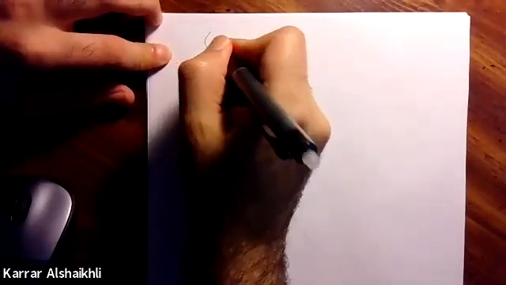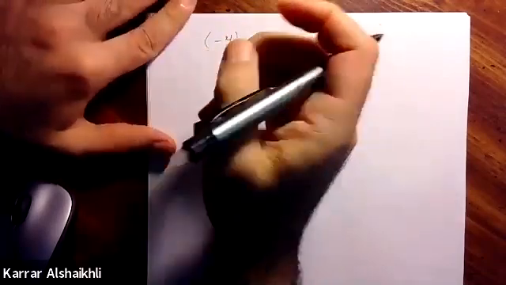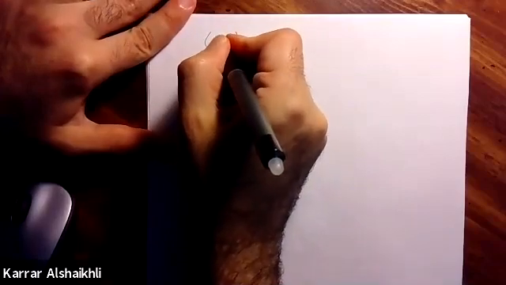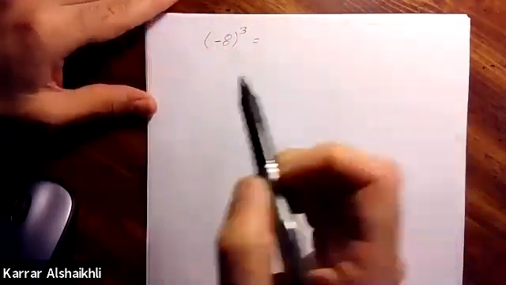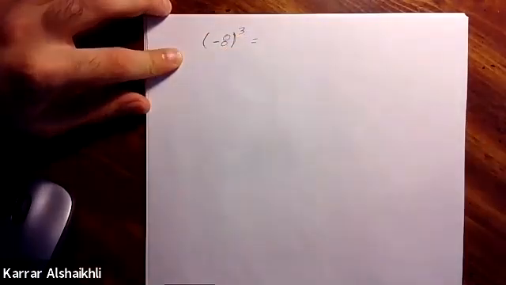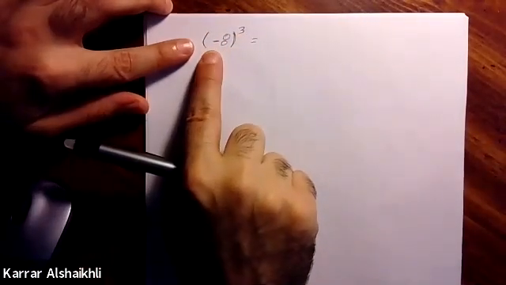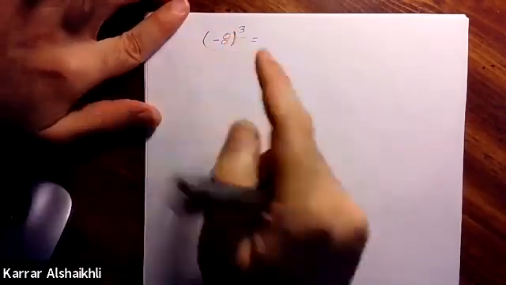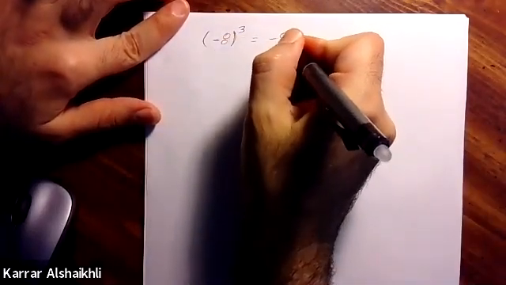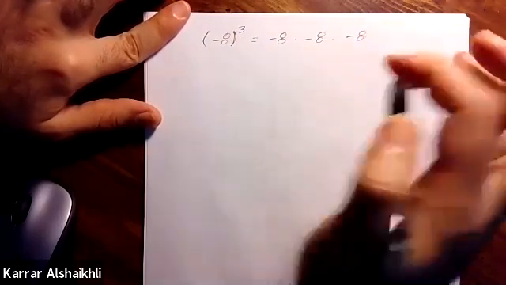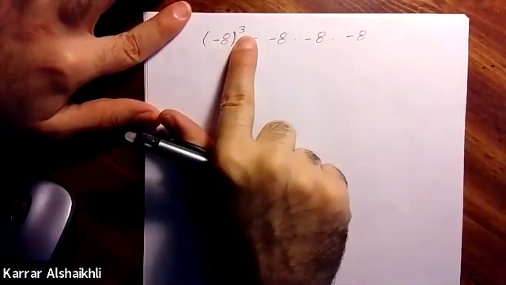So be careful with this kind of example. Let's do -8 cubed. Again, if you want to use the calculator, do not forget the parentheses. And the meaning here for -8 cubed is that the negative sign is cubed and the 8 is cubed. So we're going to write down -8 times -8 times -8. That means -8 multiplied by itself 3 times.